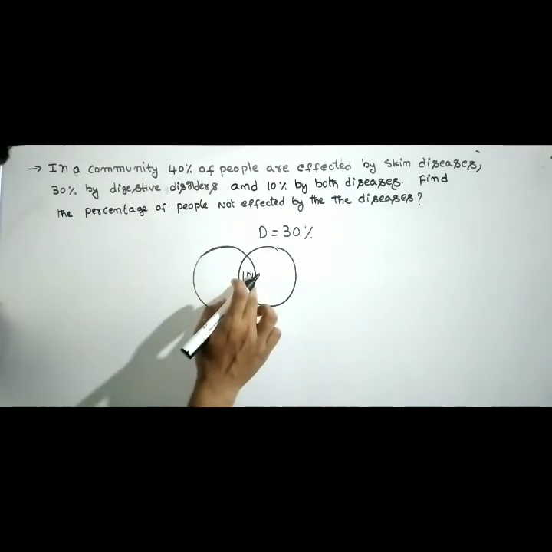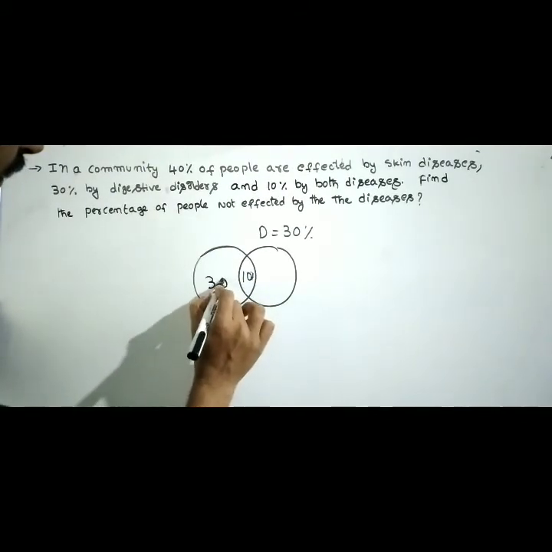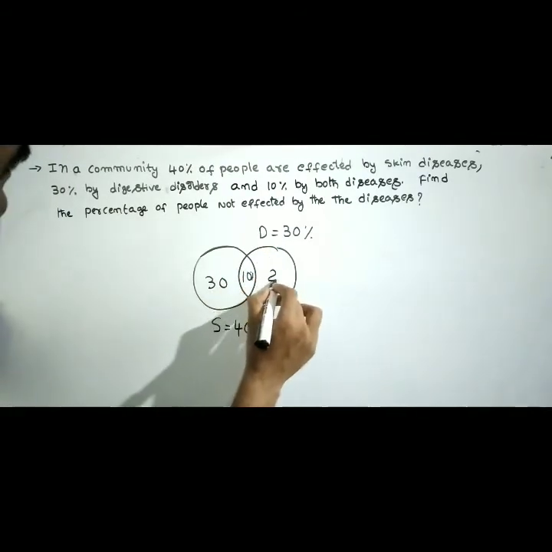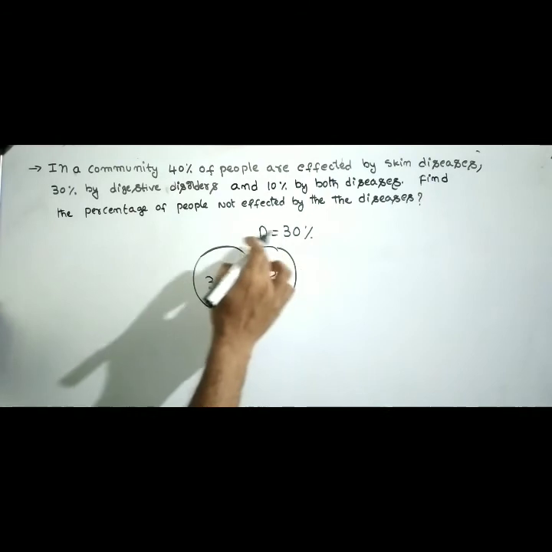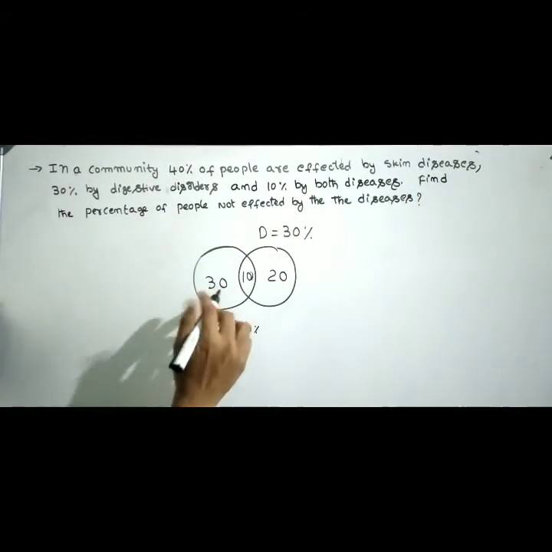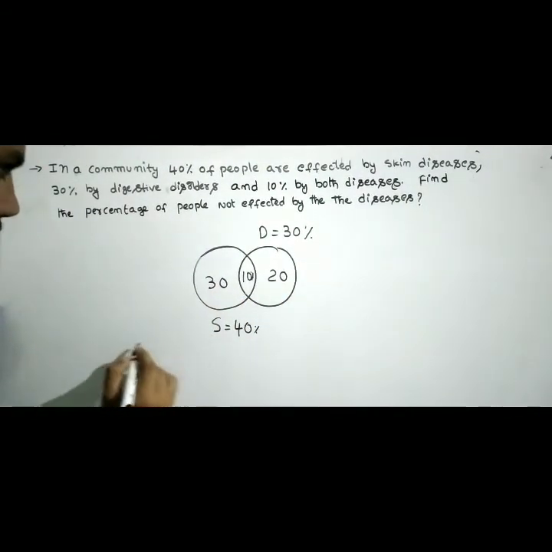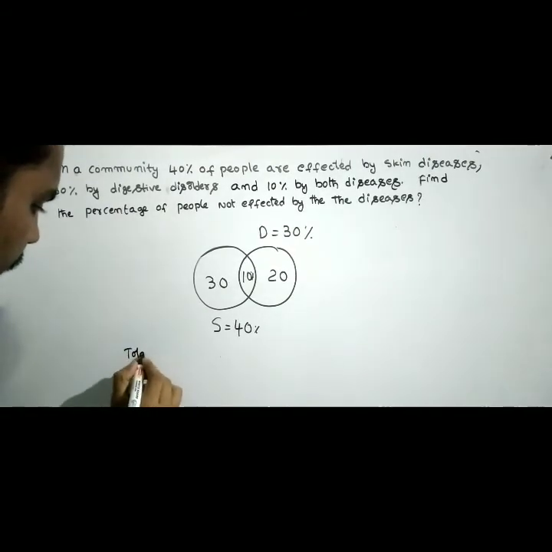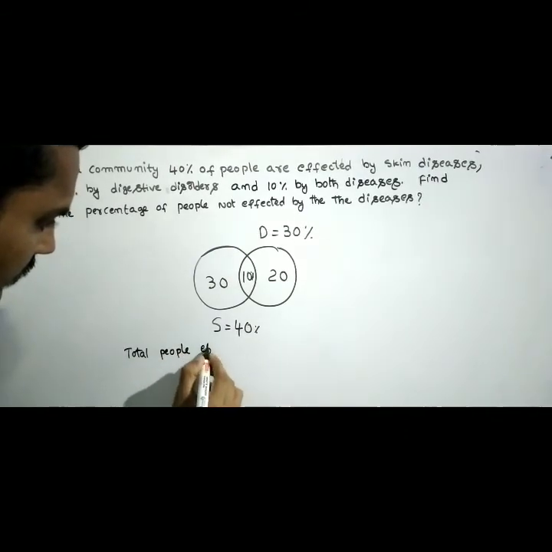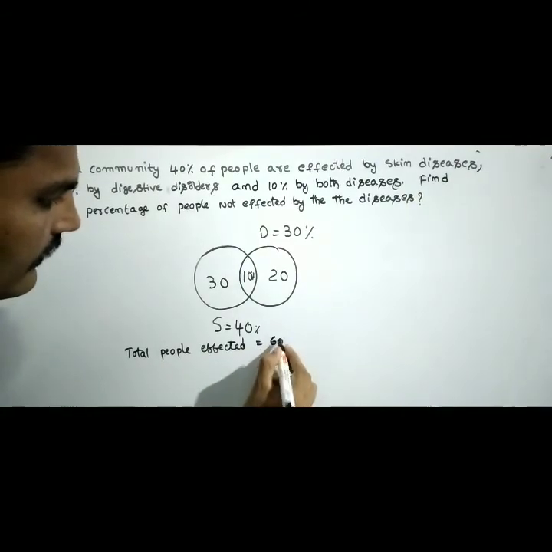Only skin disease how much? 40 minus 10, 30. Only skin diseases. Only digestive 30 minus 10, that is 20. So these are the people affected by the diseases. That means how much? 30 plus 10, 40 plus 20, 60. So total people affected equal to 60.